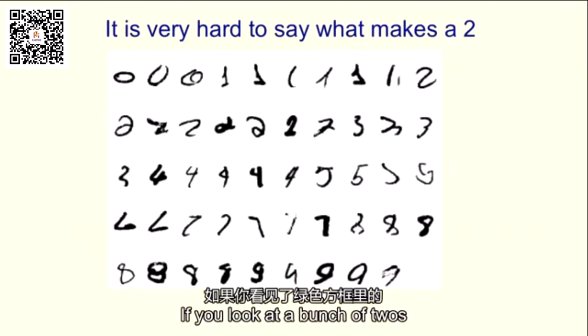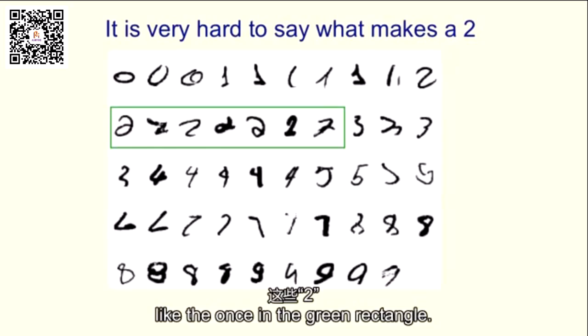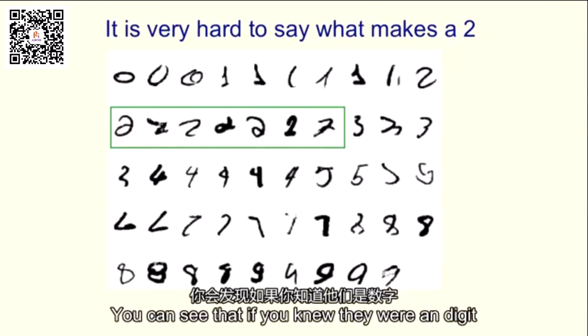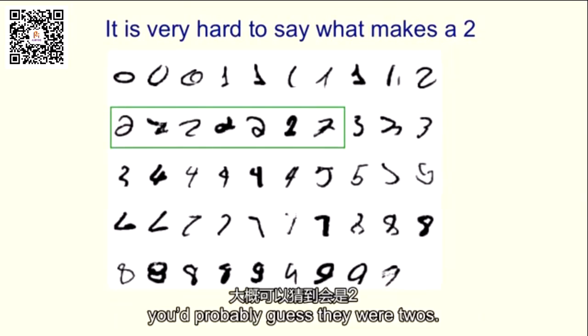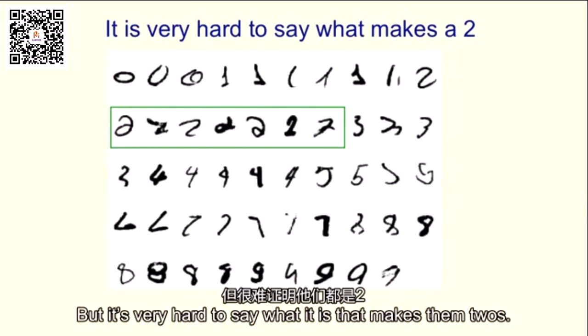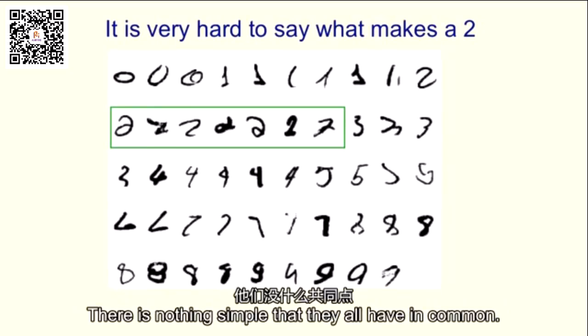If you look at a bunch of twos, like the ones in the green rectangle, you can see that if you knew they were a handwritten digit, you'd probably guess they were 2s. But it's very hard to say what it is that makes them 2s. There's nothing simple that they all have in common.